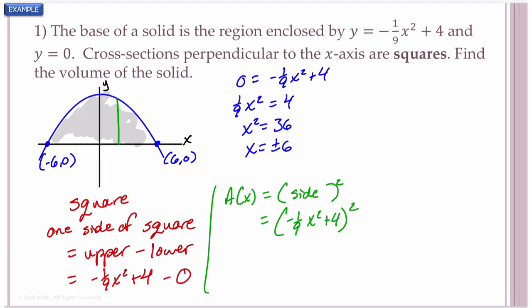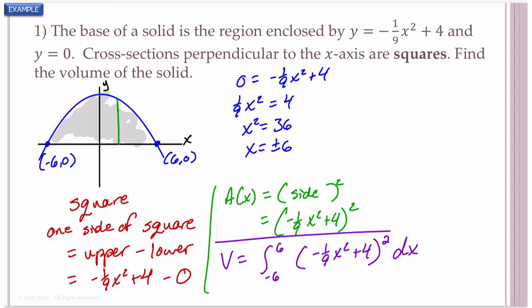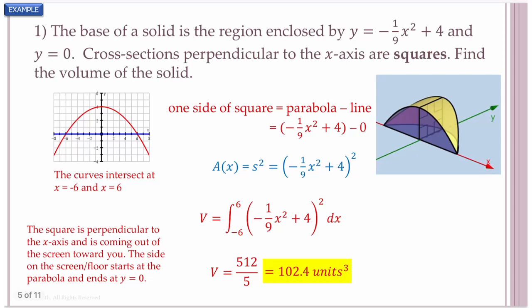So that means your volume formula is going to be the integral from negative 6 to 6 of your area, negative 1/9 x squared plus 4, squared, dx. And that works out to be 512/5, or approximately 102.4 cubic units. Or maybe it's exactly, not sure. Over here, I'm showing you what that 3D shape ends up looking like.